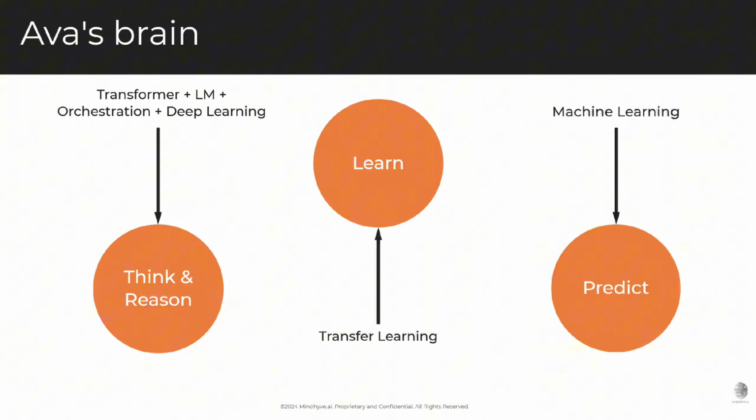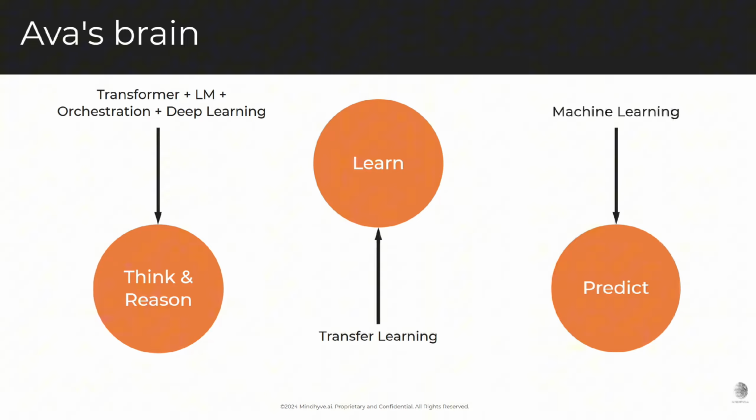Learning, transfer learning. She constantly learns through transfer learning and machine learning. And then she predicts on just machine learning. She can predict anything. I mean, literally, with enough data, I can get her to predict the next time there's going to be a forest fire somewhere in the world. I mean, the ability to predictively model something is incredible. Statistical predictions, it's just incredible what it can do. So that's her brain. It's broken in 3 parts: thinking and reasoning logic, learning logic, and predictability logic.